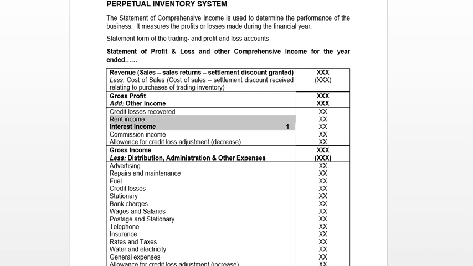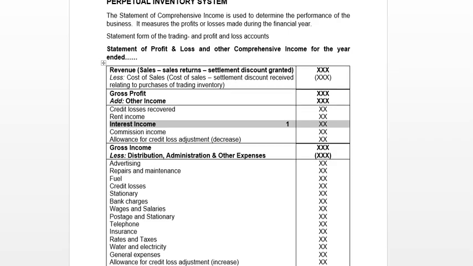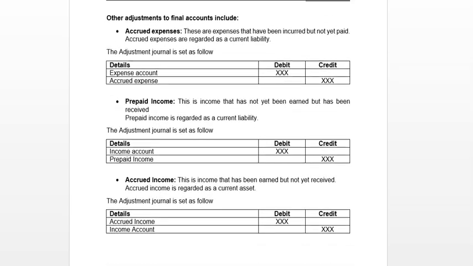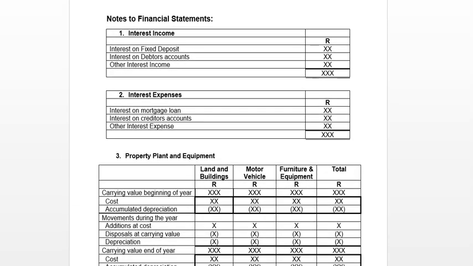Interest income. We have a note for interest income. We want to know separately what all the different interest income is which we earn. So you will have to look at note number 1. If you go to the notes to our financial statements, these notes essentially give more information on these line items.